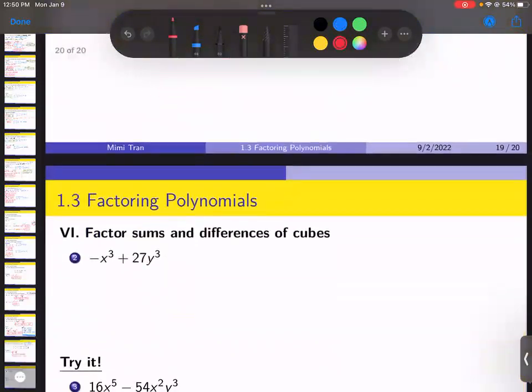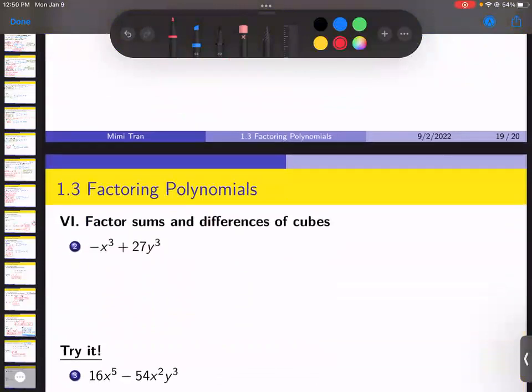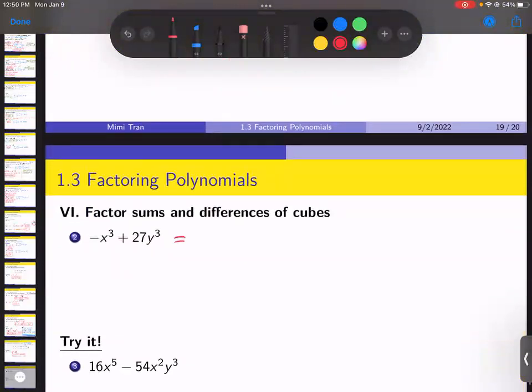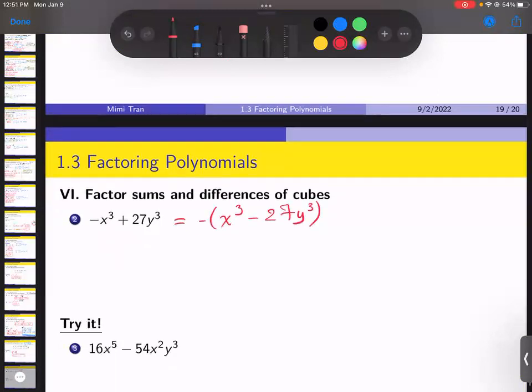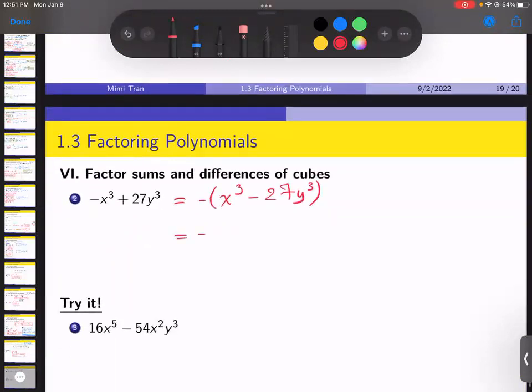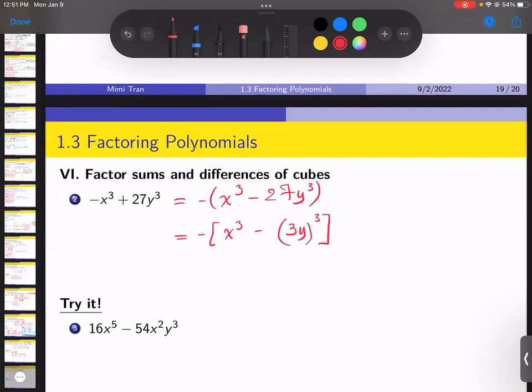Okay, this one. Maybe I'll do the first step and then you can do the rest. Equal. I don't like the negative there, so I'm gonna factor out the negative, like that first. 27y cubed, I'm gonna rewrite it as something cubed. In this case, it will be 3y quantity cubed. Right, you guys finish from there.